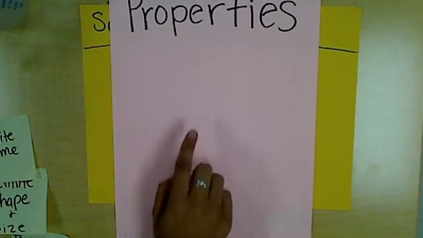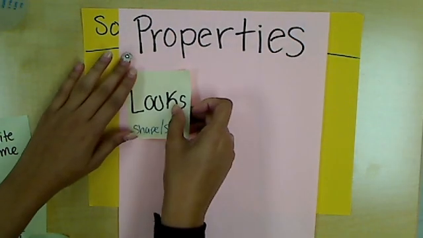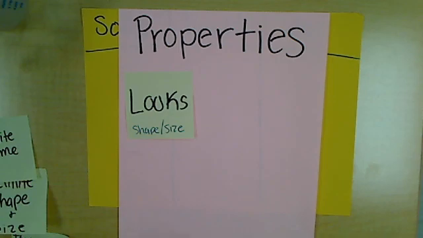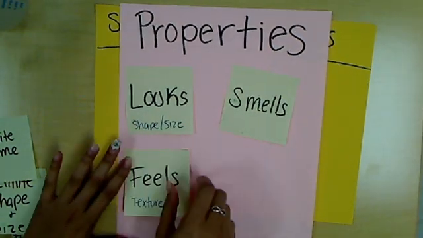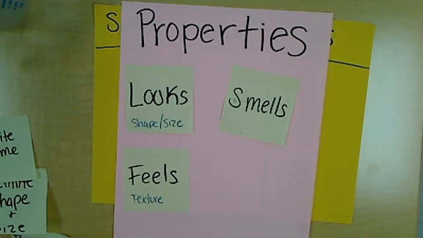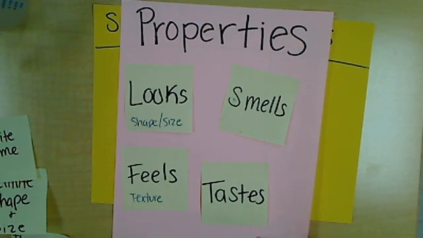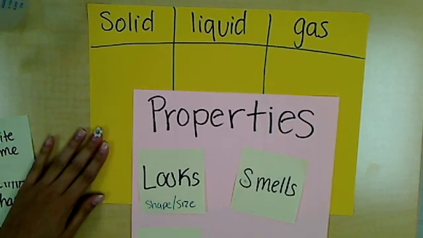Today we are going to be learning about the properties of solids, liquids, and gases. So, what is a property? Well, a property tells us how something looks, for example, the shape or size, how something smells, how something feels, for example, the texture, or how something tastes.